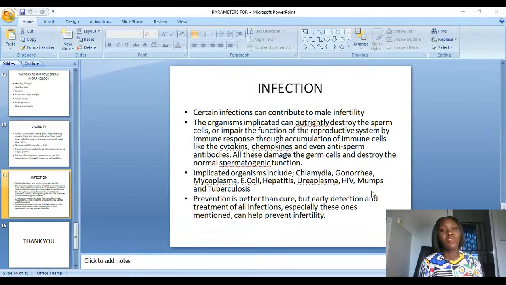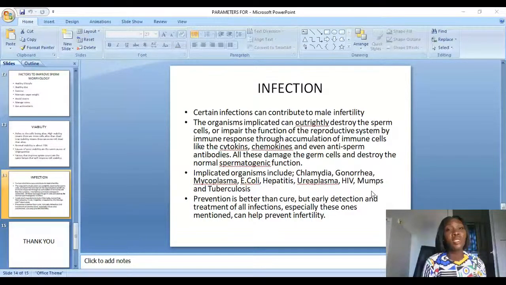Is it every kind of infection that can cause this? No. These infections, when they are present, will damage the germ cells and destroy the normal spermatogenic function of the testis or the male reproductive system. So what are the organisms themselves? Implicated organisms include chlamydia, so whatever species of chlamydia. We have gonorrhea, mycoplasma, Escherichia coli, hepatitis is also another organism that is implicated. Of course, HIV and AIDS.